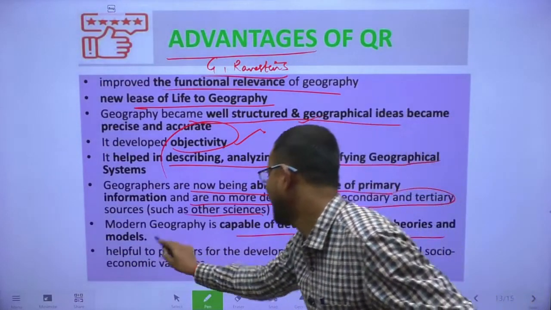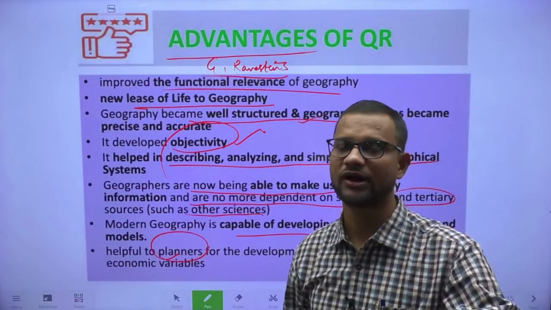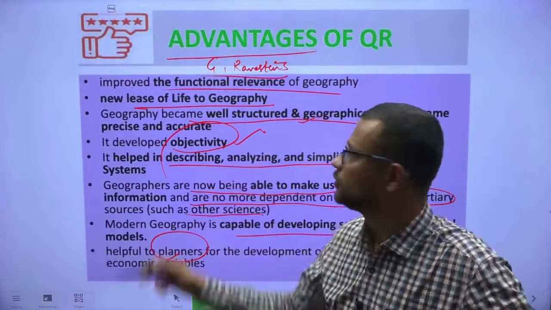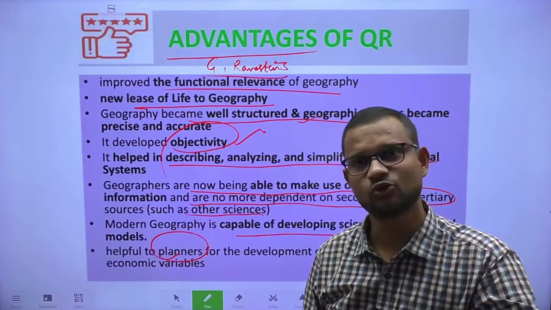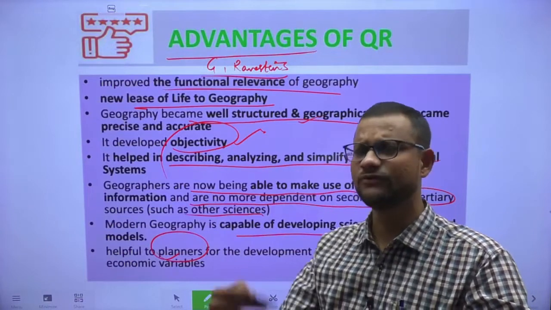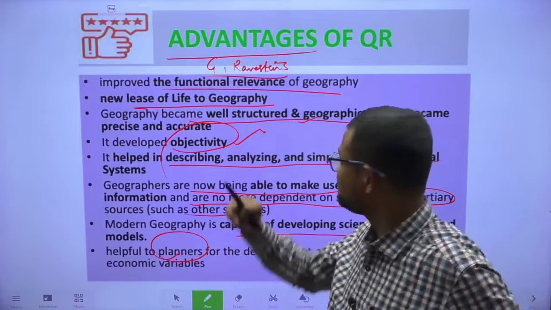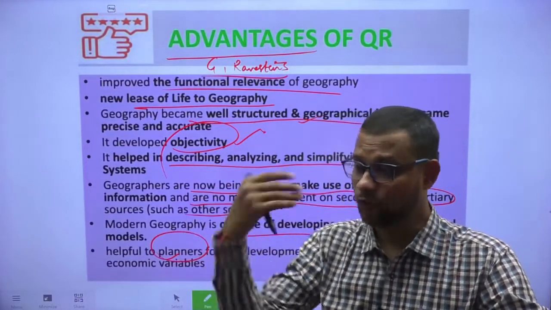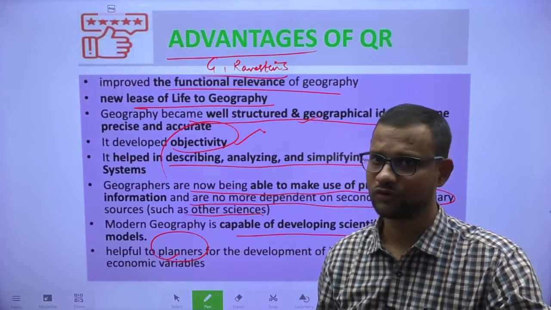Then the planners, as I told you, you will find more significance in terms of overall regional planning. That is a topic of our syllabus of regional planning and development, so it helped a lot. But as you know, a coin has two sides. The quantitative revolution brought a significant change in the overall geographical understanding and knowledge. The thing is, it has led to some adverse or negative consequences as well. What are those? Just have a look.